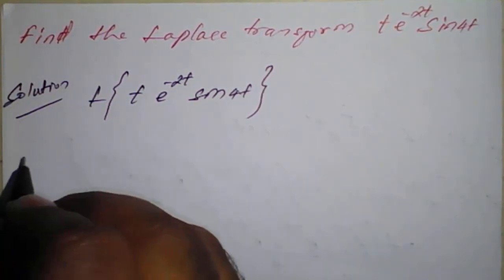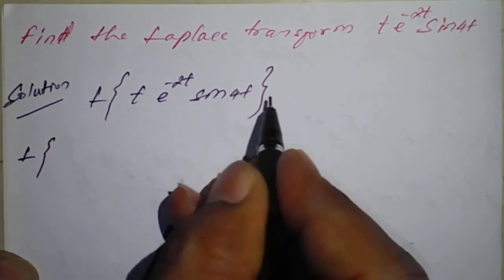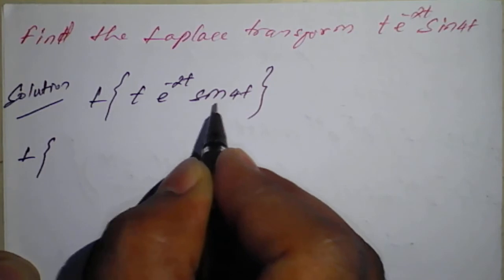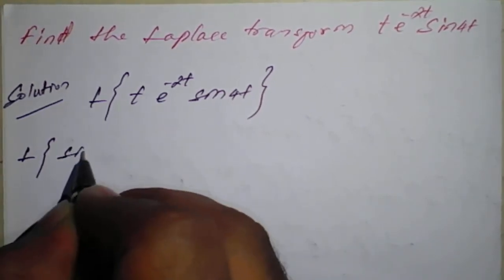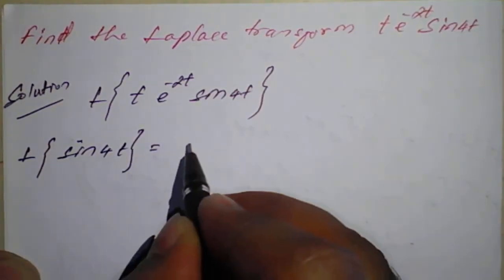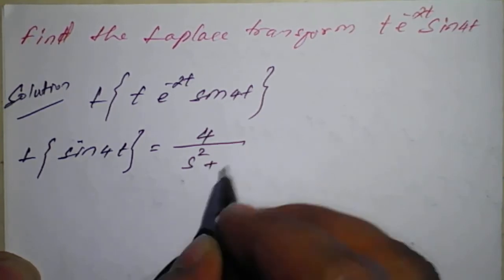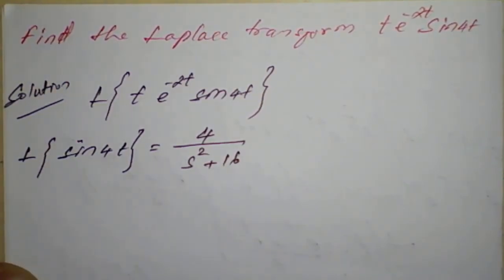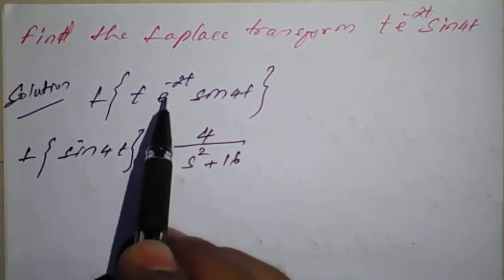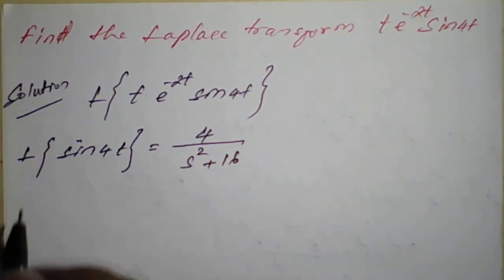I will find the Laplace transform first from the right side, going to the left. So the Laplace transform of sine 4t will be 4 divided by s square plus 4 square. 4 square is 16. So we got the Laplace transform of sine 4t. Now we'll multiply by e raised to minus 2t, which is nothing but the first shifting property.